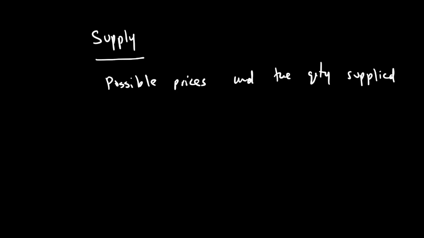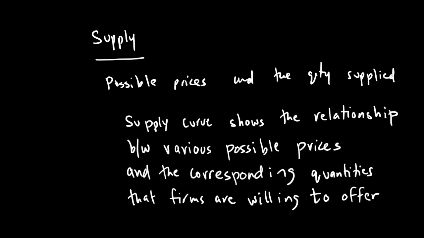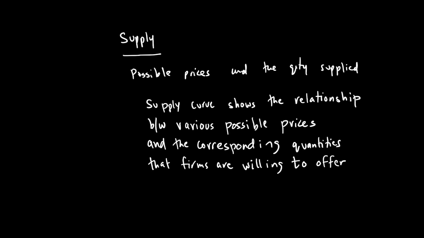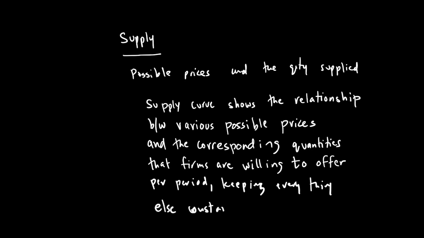Let me write this down. So the supply curve shows the relationship between various possible prices and the corresponding quantities that firms are willing to offer per period, keeping everything else constant. So what do we mean by this?